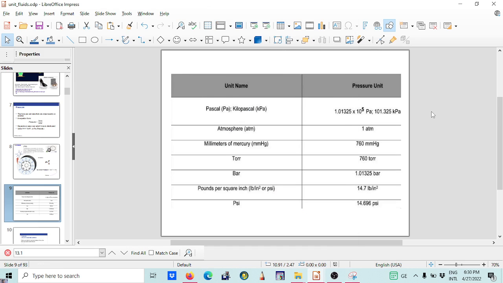It says here, okay, so 1 atmosphere is about 10 to the 5 Newton per meter squared. We're going to see next what it means here, which is the same thing as 15 pounds per square inch, which is about 15 psi.